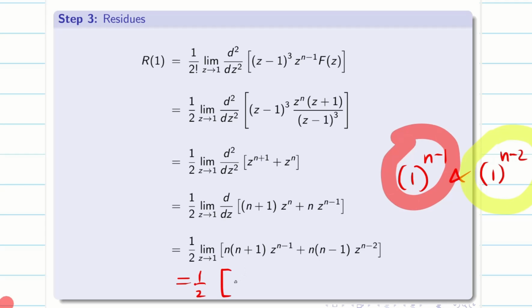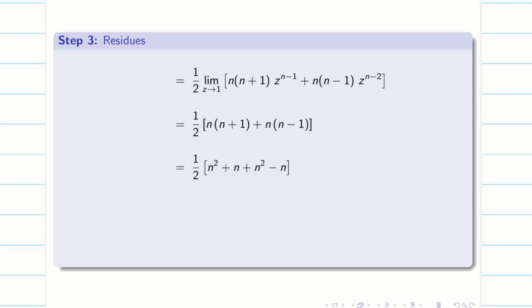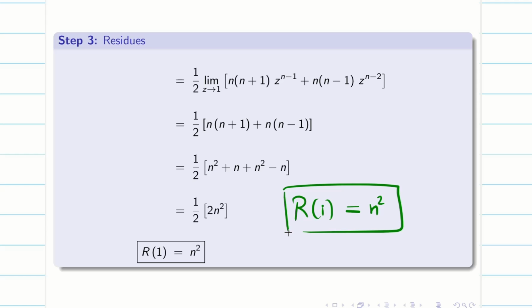So I can simply write this as n into (n plus 1) plus n into (n minus 1). If I take this n outside, (n plus 1) plus (n minus 1). Now minus 1 plus 1 get cancelled. Therefore 1 by 2 n into 2n. 2 get cancelled. My final answer is n square. See the typed version. The answer is n square. So the residue at 1, which is a pole of order 3, is going to be n square. Now we have to write the final step.